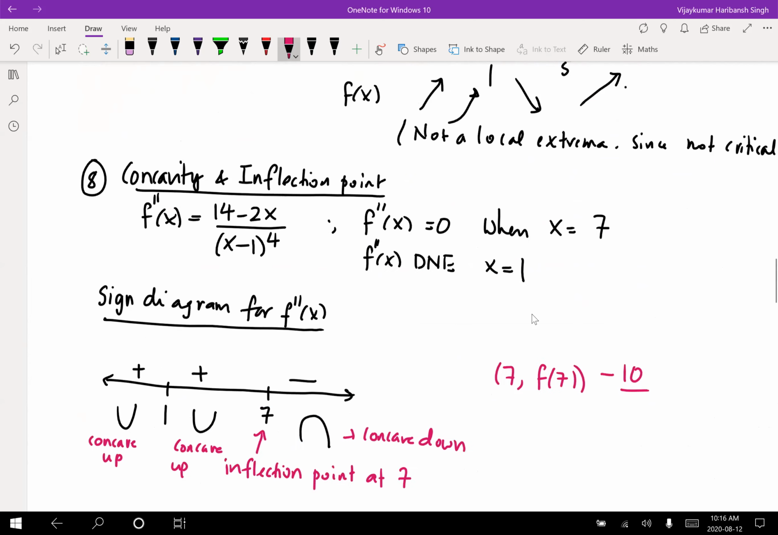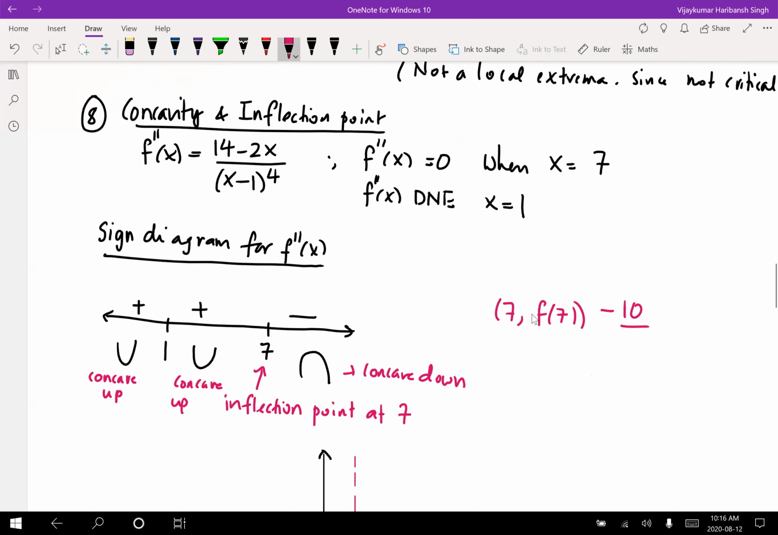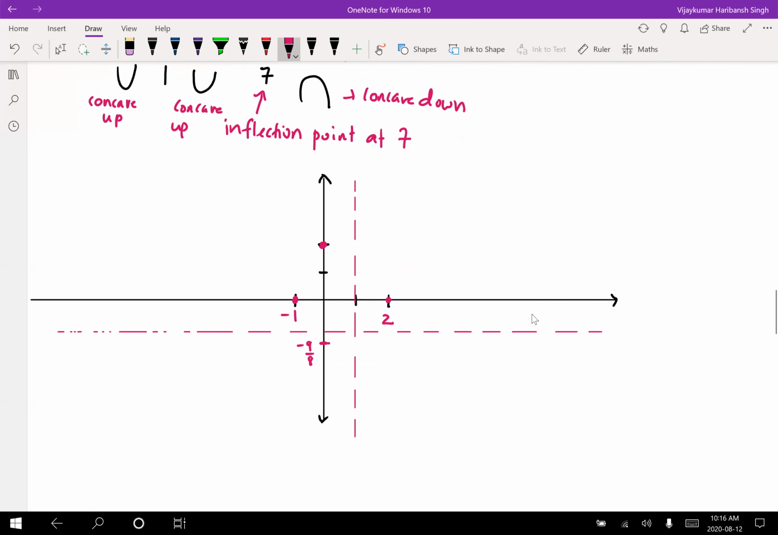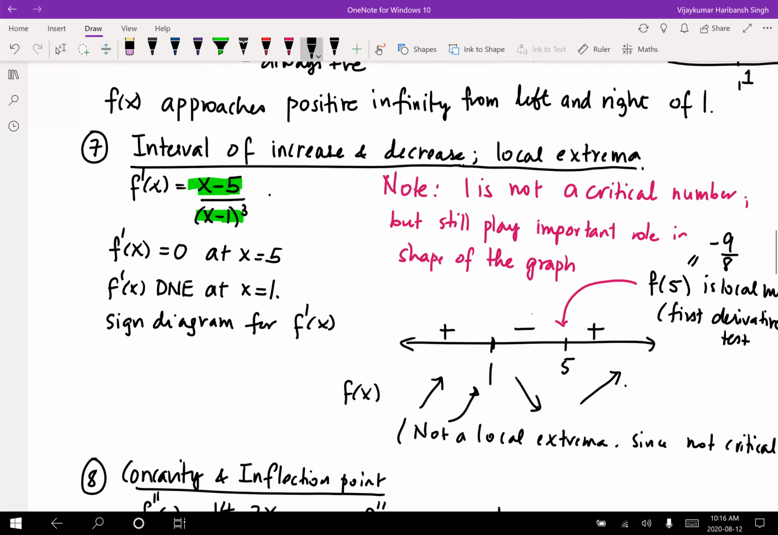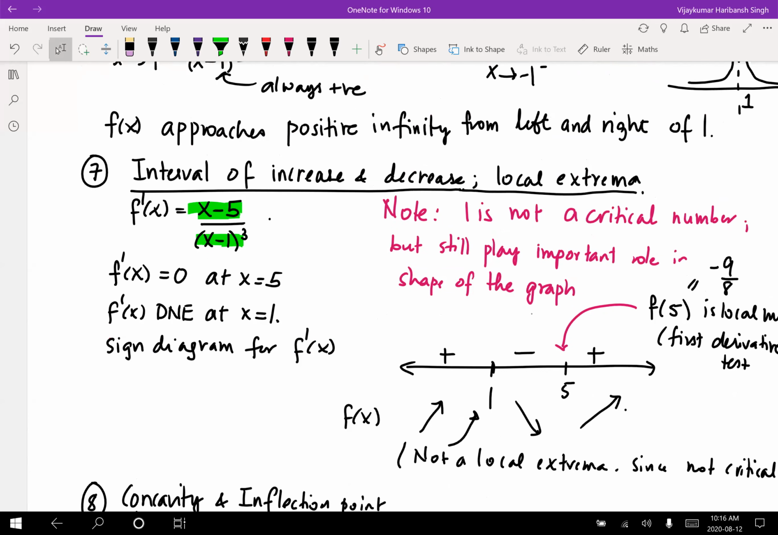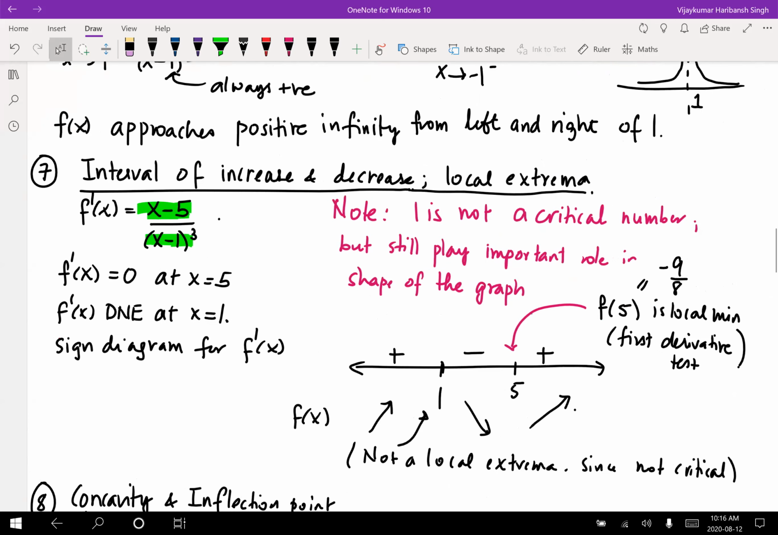And where do we get that value? We get that value at 5. So at 5, 1, 2, 3, 4, 5, we have -9/8. Now, that's only one. We have only one local extrema, which is the local minimum.